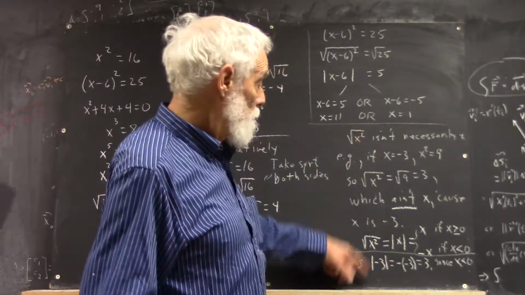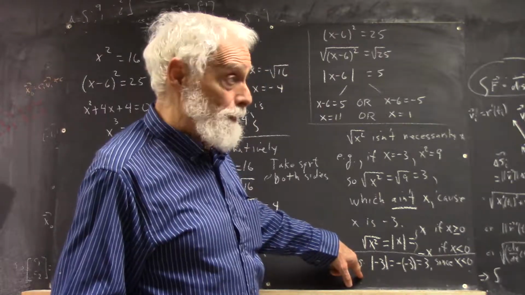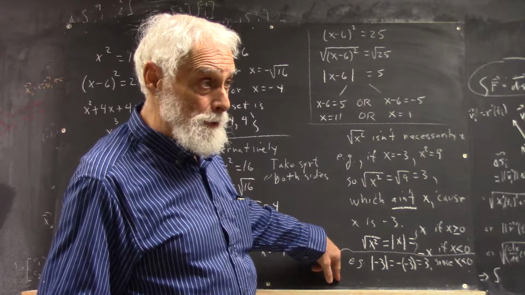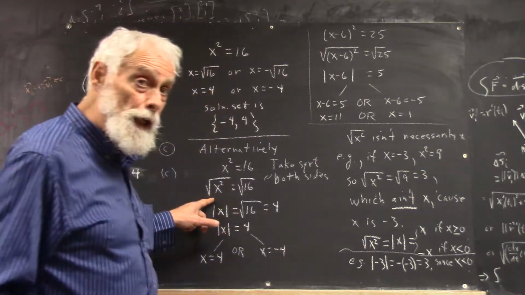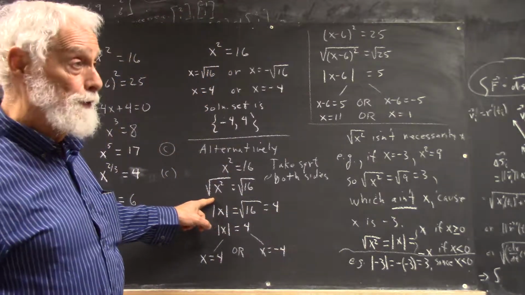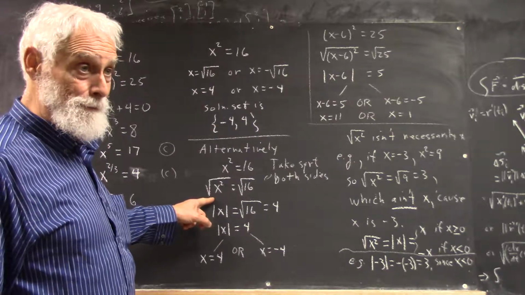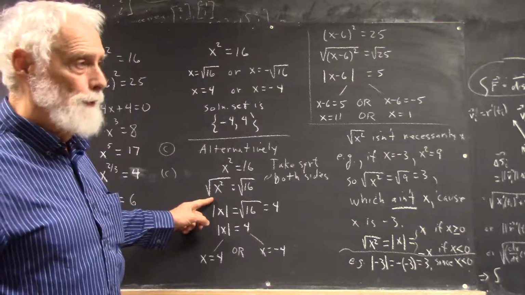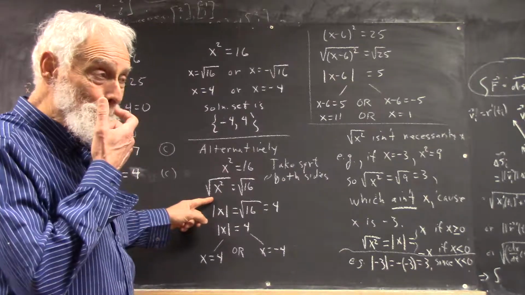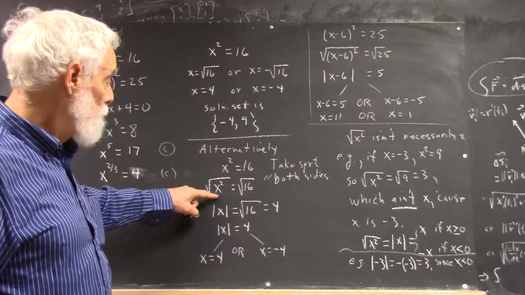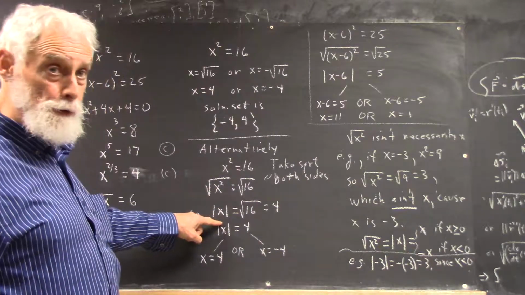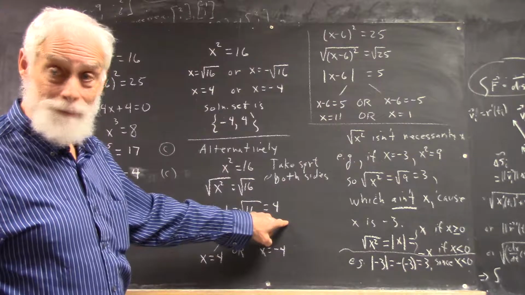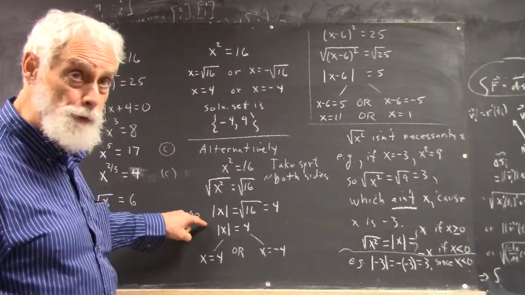So I go through that in some detail here, so you might want to look at that part of the video. The square root of x squared is not x, unless you know x is positive. Now, if you're on a domain where all x's have to be positive, then you're safe. But if you're dealing with all real numbers, all you can say is the absolute value of x is equal to the square root of 16. The square root of x squared is the absolute value of x.